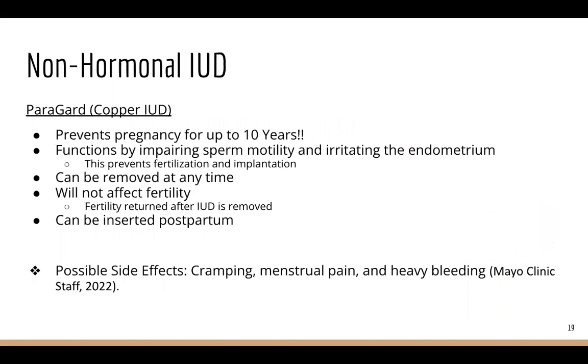Non-hormonal IUDs are Paragard or copper IUD, and they prevent pregnancy for up to 10 years. They function by impairing sperm motility and irritating the endometrium. And so that action sort of prevents fertilization and implantation. They can be removed at any time, and it will not affect fertility. And fertility returns after the IUD is removed. It can be inserted postpartum as well. And some possible side effects include cramping, menstrual pain, and heavy bleeding.